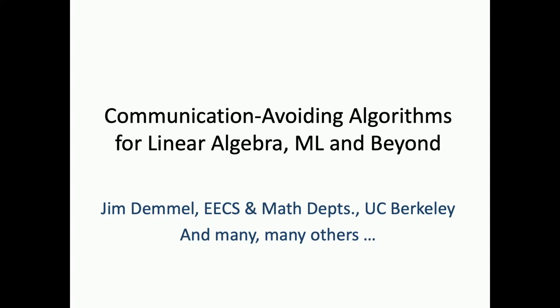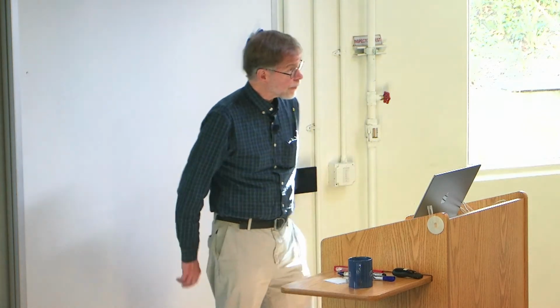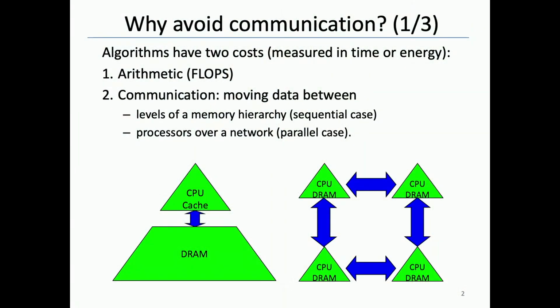Great, thank you. It's a pleasure to be here. And I have many, many collaborators. I'm going to give you some highlights of the work over a long time, and I'll have a list of them all later. I'm going to start with the motivation as to why we want to avoid communication. Algorithms have two costs, and we're going to use both time and energy to measure it. One of them is doing the arithmetic, and the other one is moving data around. We're going to call that communication. And that could mean movement between levels of a memory hierarchy.